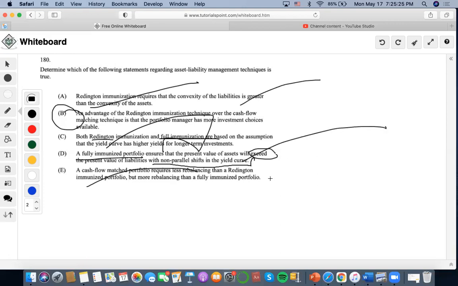We definitely know that E is just kind of odd because it's very specific in how they're talking about rebalancing, saying that cash flow is less and then more. And C, I always learned that full immunization was more flexible towards yield curves. So that's why C is definitely out. So that's why I chose B.